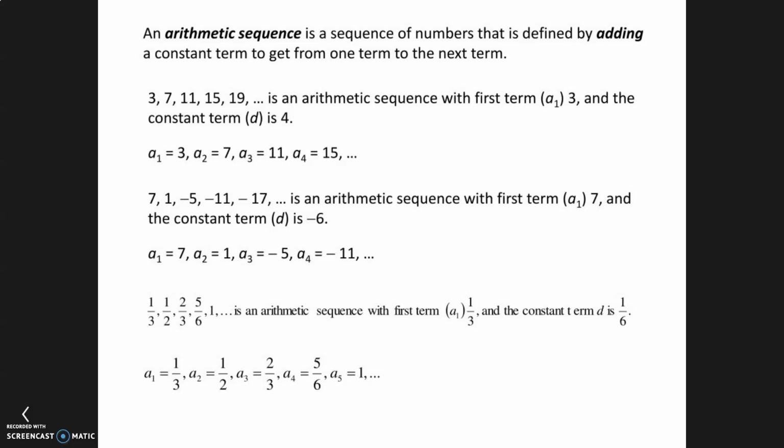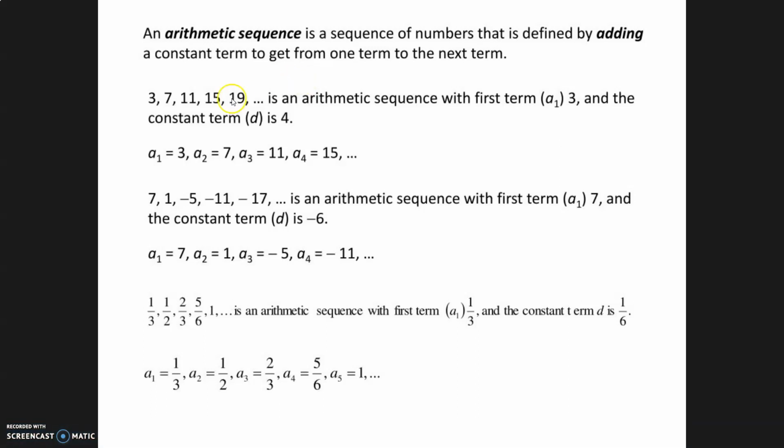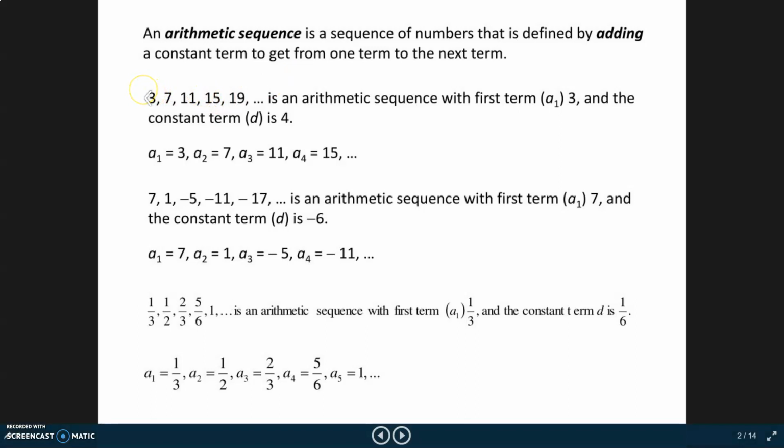So an arithmetic sequence is a sequence of numbers that is defined by adding a constant term to get from one to the next. So a sequence in general is just simply a series or a list of items in a rule. Arithmetic sequence is one where the rule is that I'm always adding the same number from one term to the next. We call that number that we're adding the constant difference, and it's often associated with D, the letter D for difference. Okay.